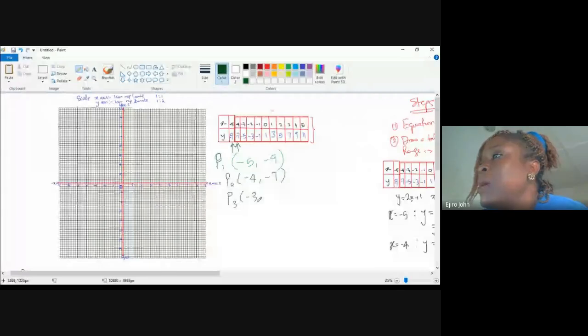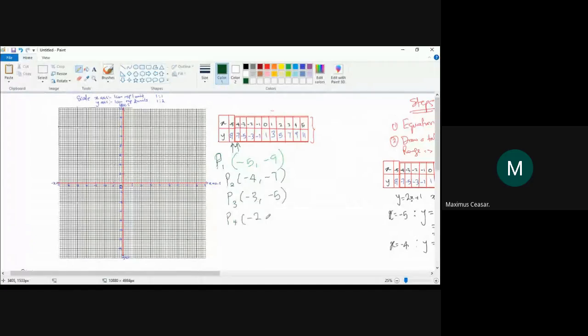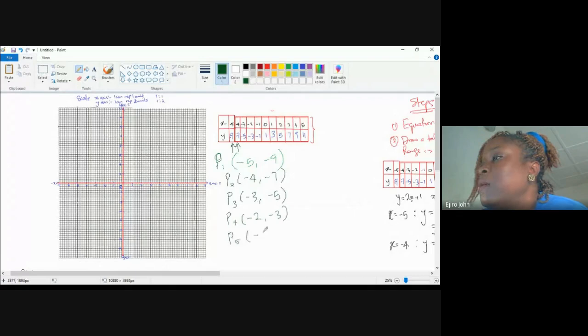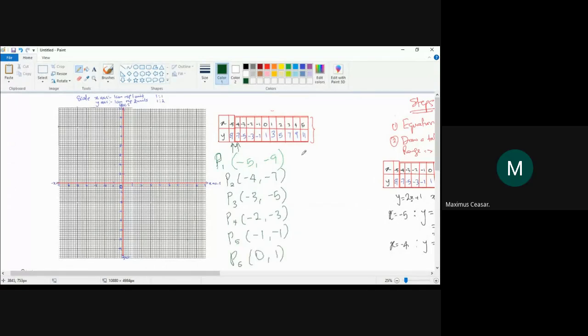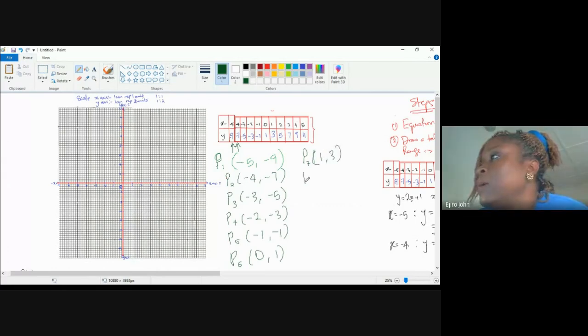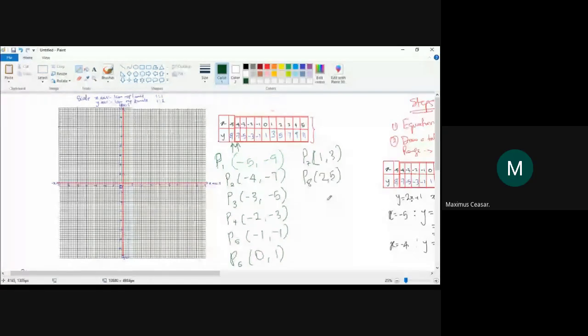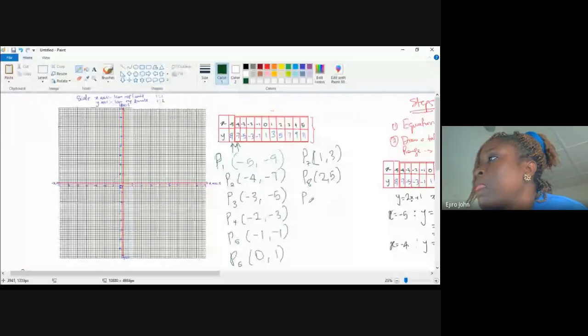The next one is what? -3 and -5. The next one is -2 and -3. The next one is -1 and -1, then 0 and 1. The next one is 1 and 3. The next one is 2 and 5. And the next one is 3 and 7.